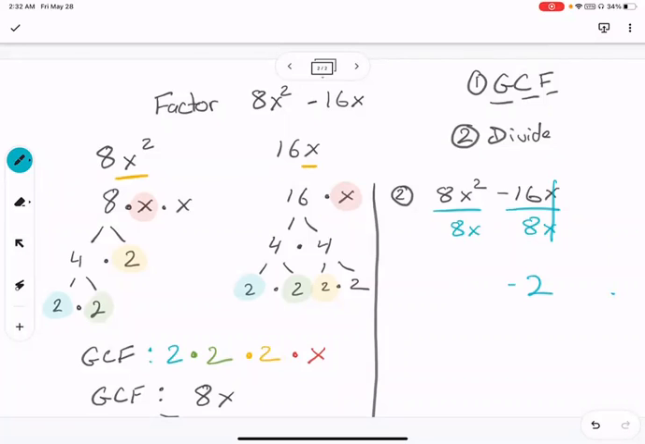We have 8x squared divided by 8x. And the quotient rule says x to the second power divided by x to the first power is the same as x to the 2 minus 1 power, or just x. So 8x to the second power divided by 8x is just x.